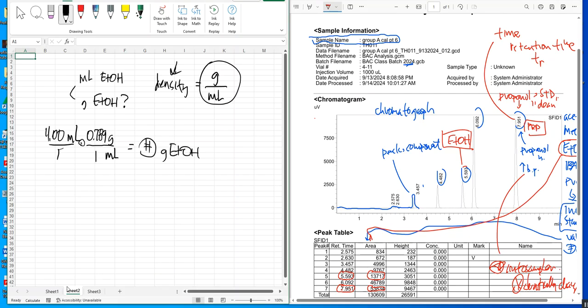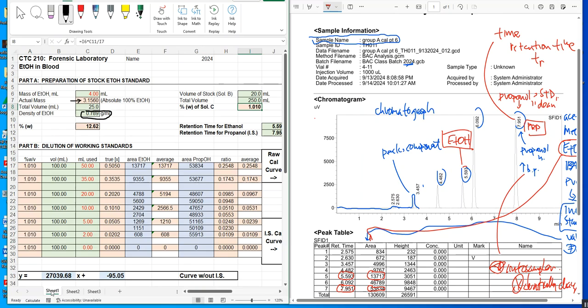But that's me. I've done it so long, I feel comfortable with that. If you don't, leave them there. It's not going to hurt anything. 4 divided by 1 times 0.789 divided by 1. You'll get it, I promise. And when you do that calculation, what you'll see is that you will get 3.156 in the top part of that spreadsheet. So that is the amount of gram that we have used in the standard preparation for ethanol.